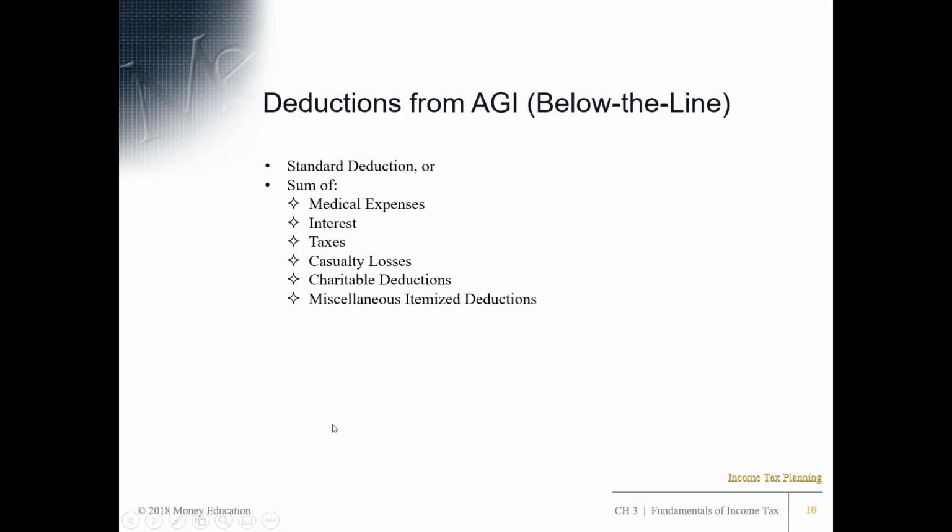Standard deduction or sum of. So you will choose the standard deduction or the sum of medical expenses above the threshold, interest, which includes your principal residence and a couple other lists of interests. It's not credit card interest or interest on your car or any of that. Taxes, casualty losses, charitable deductions, and miscellaneous itemized deductions, which has now gone away.